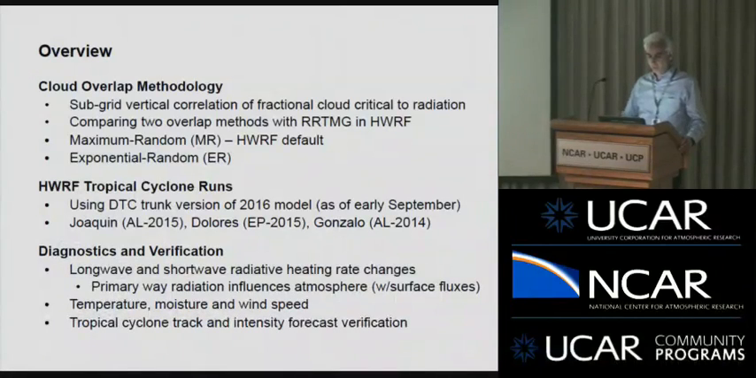So I thought I'd start off with a brief overview. First, I'll tell you a little bit about cloud overlap and what it is, and why this subgrid vertical correlation of fractional cloudiness is so critical to getting the radiation correct. We're going to be comparing two different overlap methods within the RRTMG code in HWRF. Maximum random method is the default, is already in the model, and we're going to be trying a variation of that called exponential overlap.